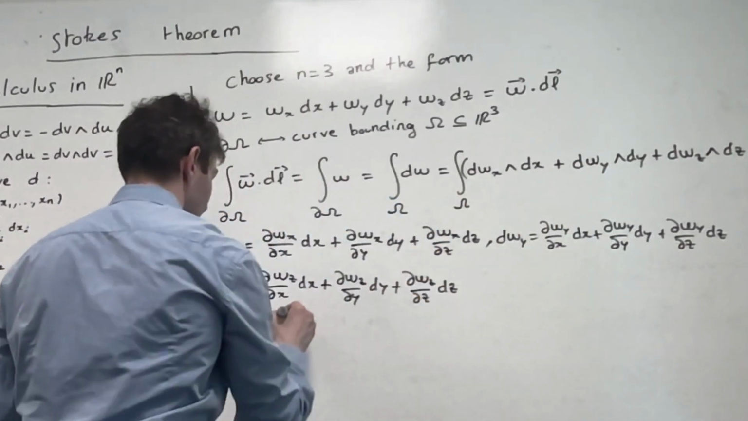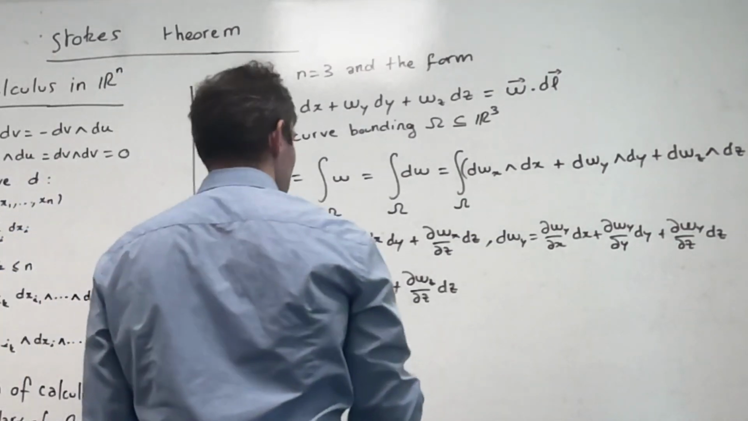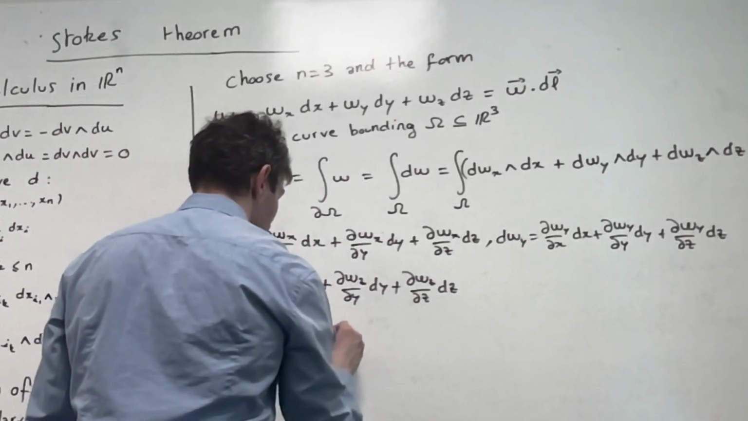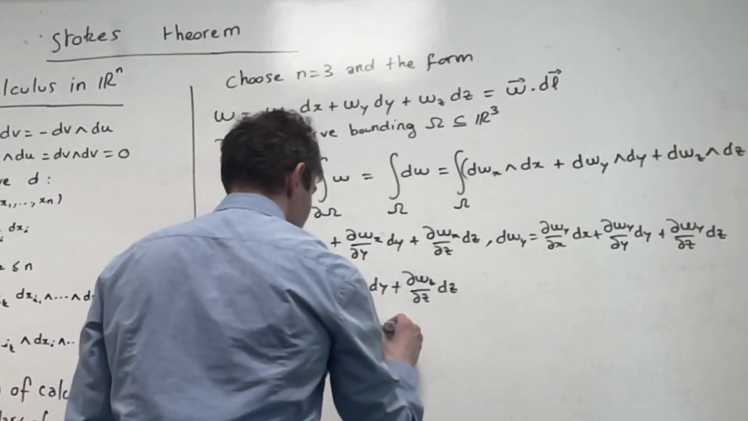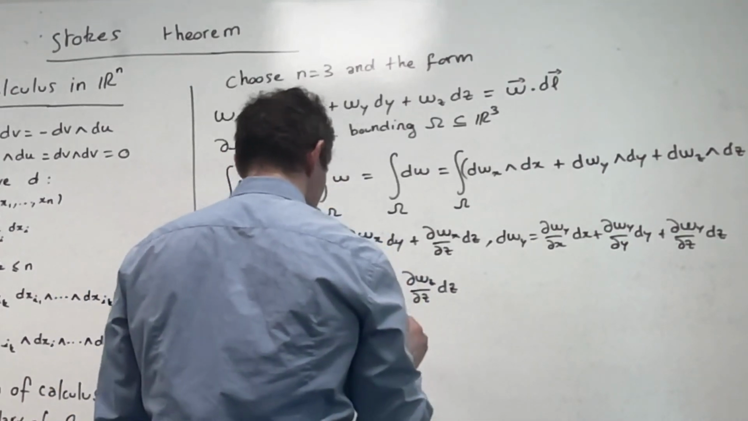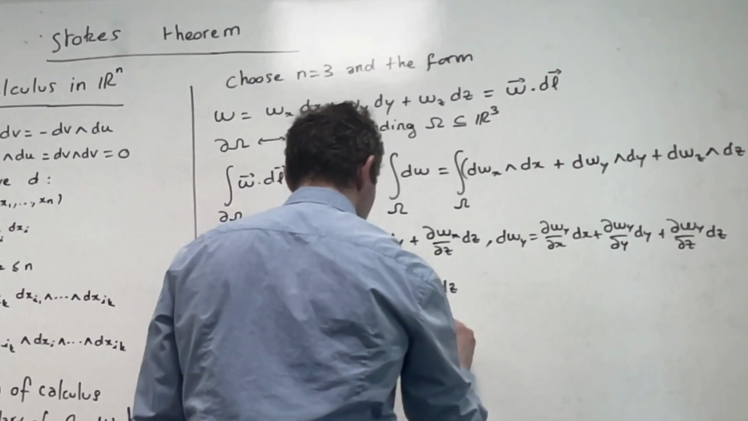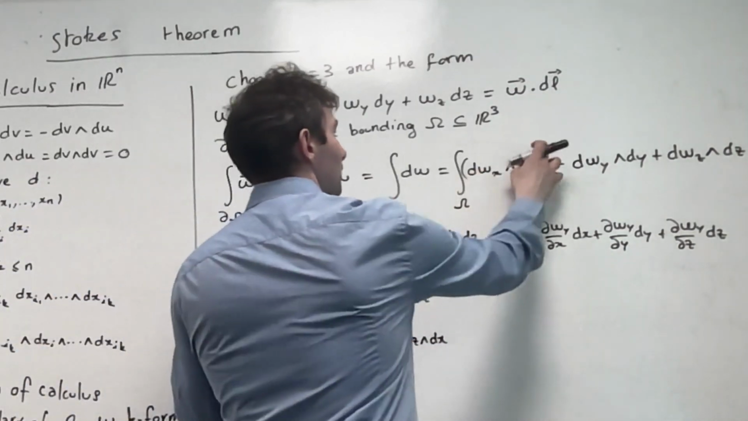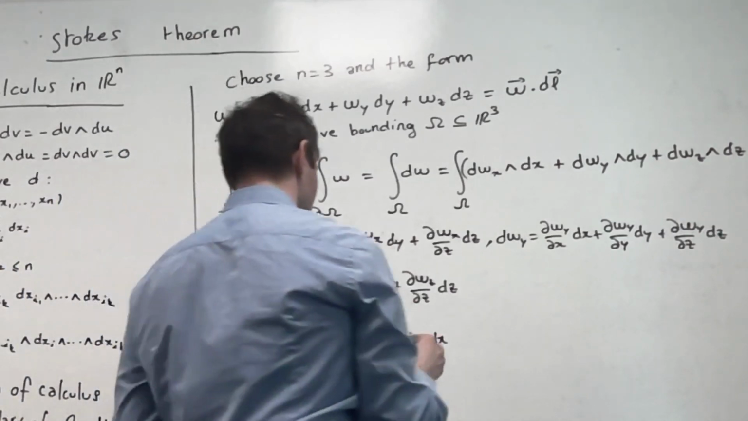So now I need to evaluate that part. So that's omega. And so let's have a look. We've got ∂ωx/∂y dy wedge dx plus ∂ωx/∂z dz wedge dx. So that's coming simply from dωx wedge dx. So that's what this term is. Okay, and then we continue.